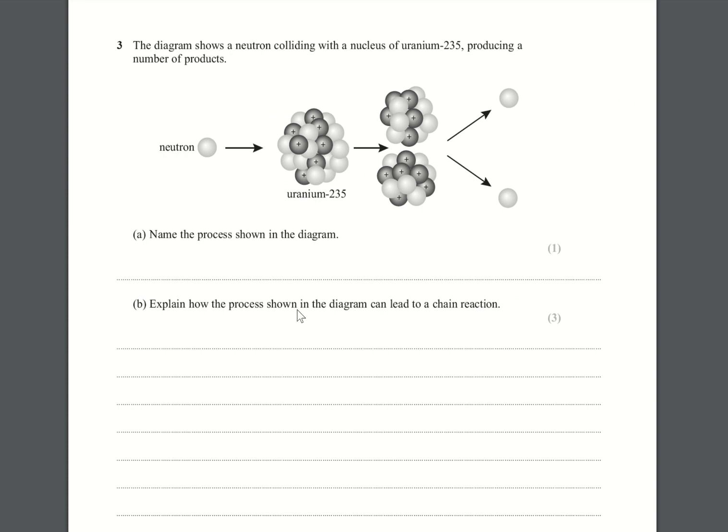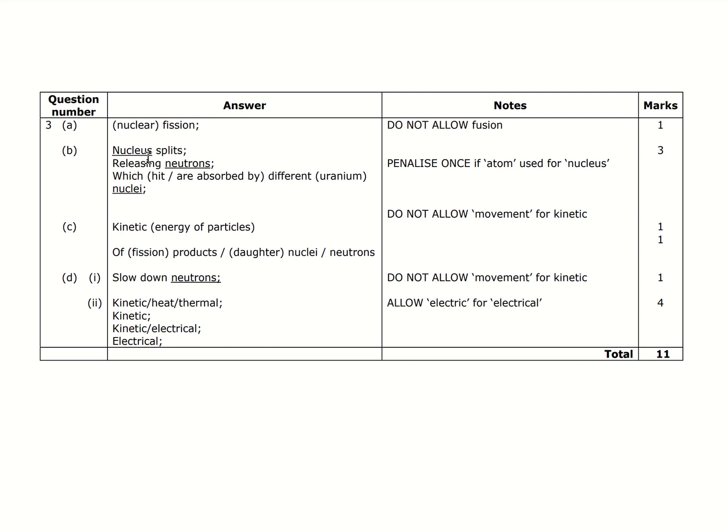Explain how the process shown in the diagram can lead to a chain reaction. So it is split, neutrons are released, colliding and hitting with other uranium atoms and causing further fission. So the nucleus splits, releasing neutrons which are absorbed by different uranium nuclei.